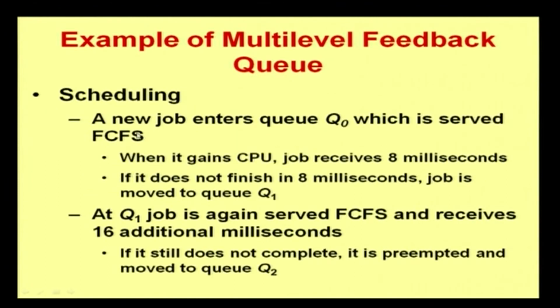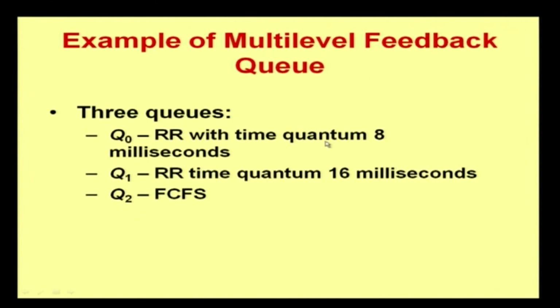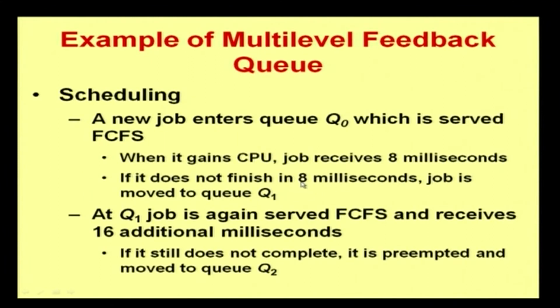Now we have a new job that enters Q0, which is served with FCFS. When it gains the CPU, the job receives 8 milliseconds. If it does not finish in 8 milliseconds, what does this 8 milliseconds denote? Here in this queue, the quantum time was 8 milliseconds. The time allocated by the CPU is only 8 milliseconds, whereas in Q1, the time allocated is 16 milliseconds. So if it is not able to complete in 8 milliseconds, this particular process will be moved back to Q1 after all the other processes get completed.